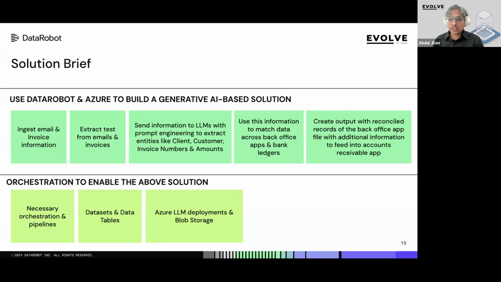Once we have this match, we finally have to create a golden record for each transaction, which will map the invoice, then map the transaction from the ledger, and then map it to the appropriate company to which it needs to be allocated. Once this golden record is available, it is fed into an accounts receivable app, which will then open up the line of credit for the company.